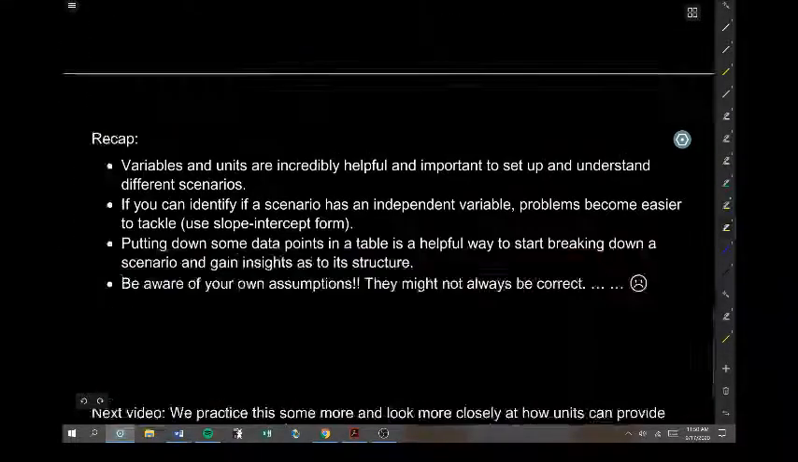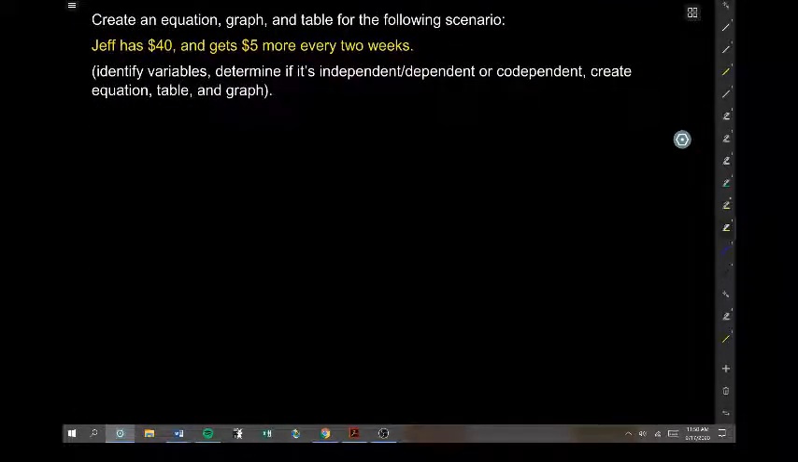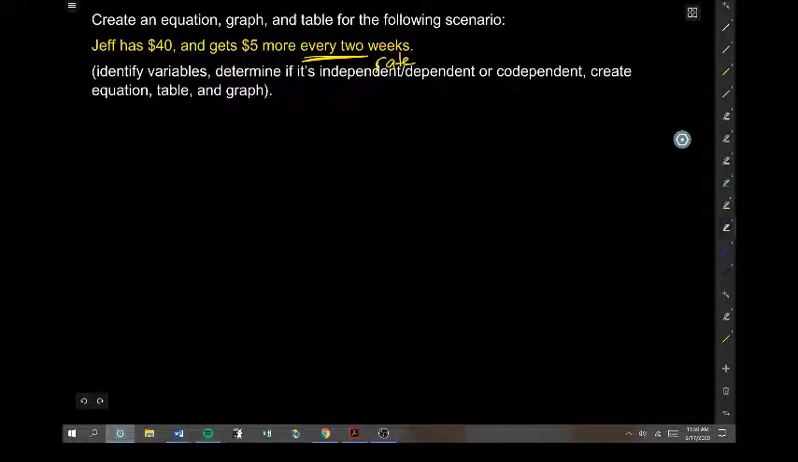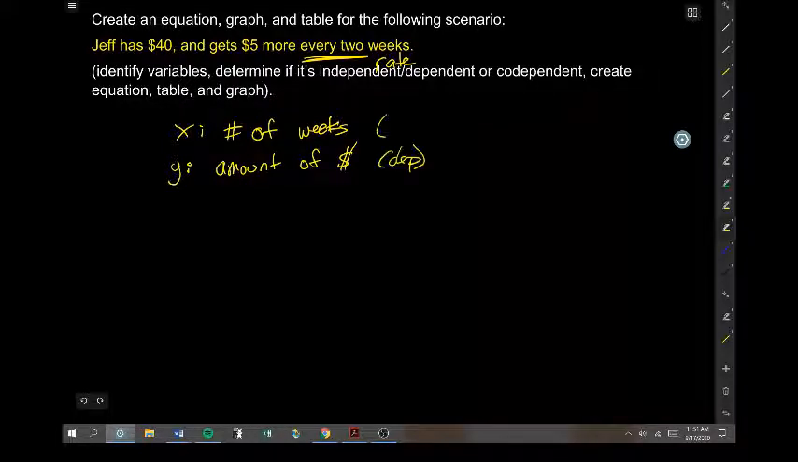Okay, here's our last. Okay, so here's a problem for us to look at in detail. Jeff has $40 and gets $5 more every 2 weeks. This right here is a rate. So I'm going to make my X variable number of weeks and my Y variable amount of money. And the amount of money depends on the number of weeks.